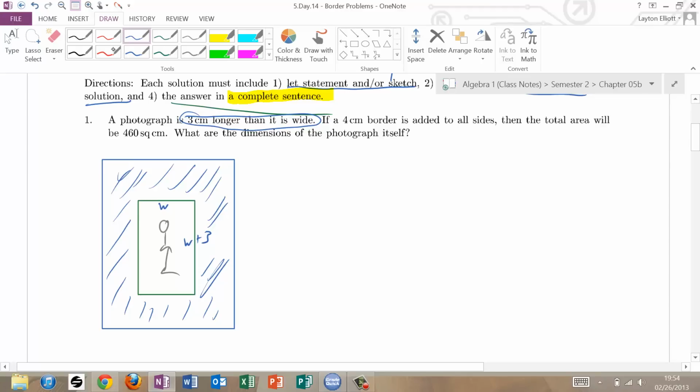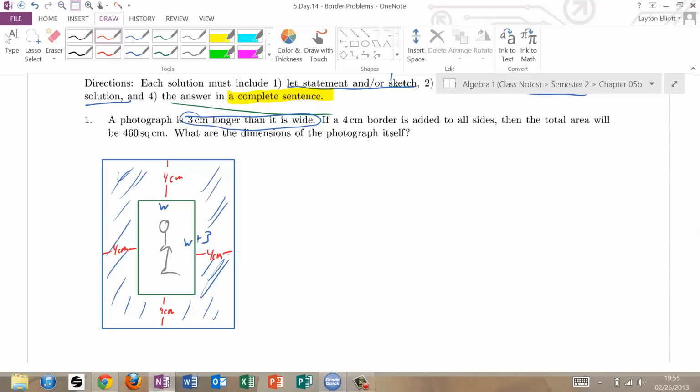Then, hopefully you didn't use a pen. If you did, I'm sorry. But what I'm going to do is erase some of this border here. And I'm going to say that now this width right here, this little piece right there, that's 4 centimeters. In fact, it's 4 centimeters everywhere. This is 4 centimeters. This is 4 centimeters. And this is 4 centimeters. Look at how we have a picture to help us here.